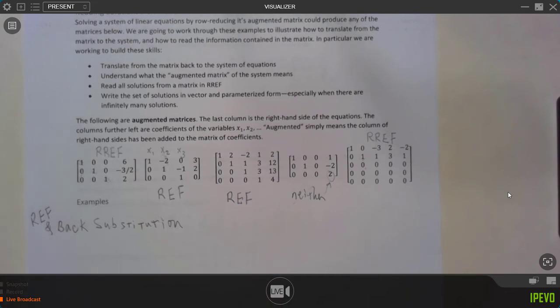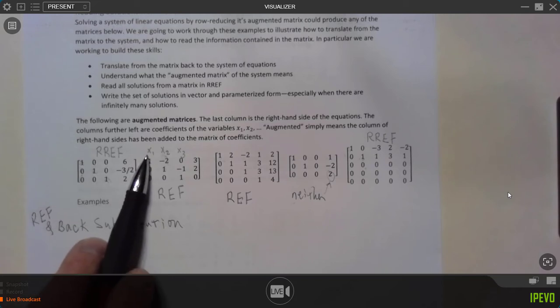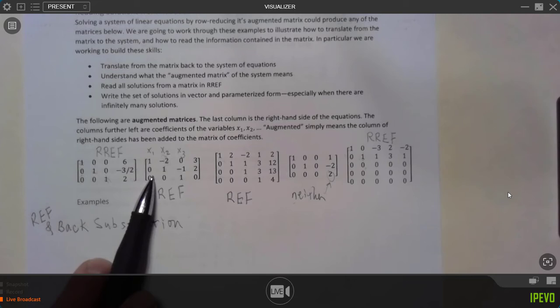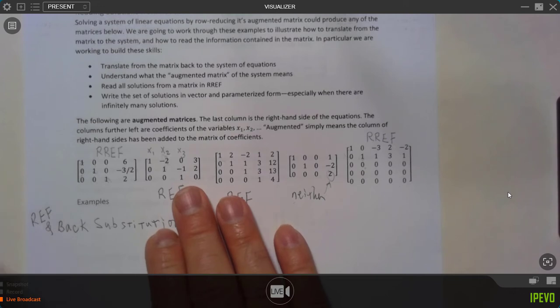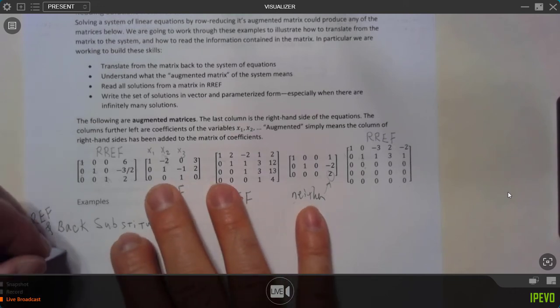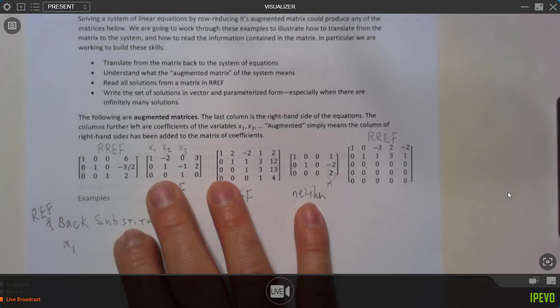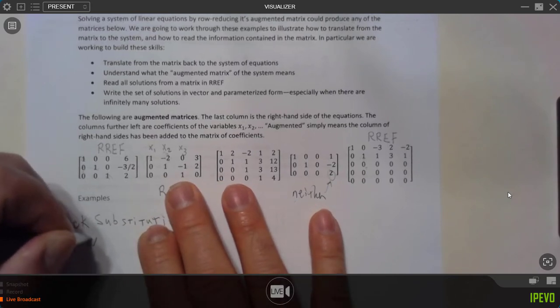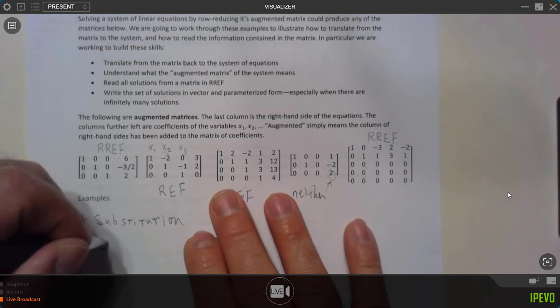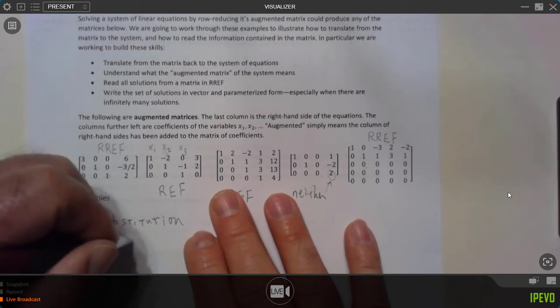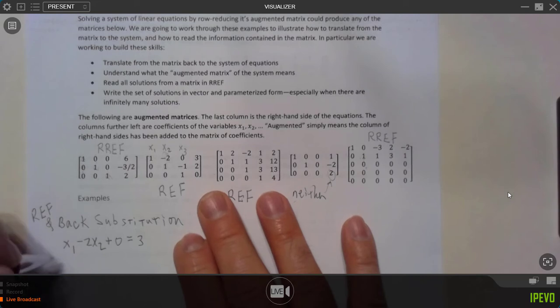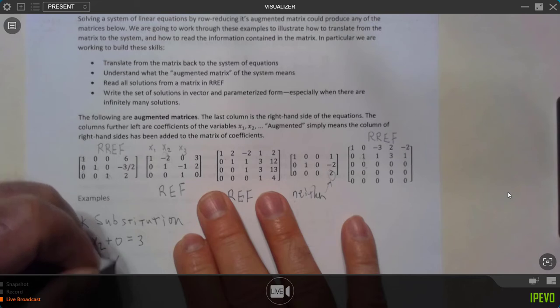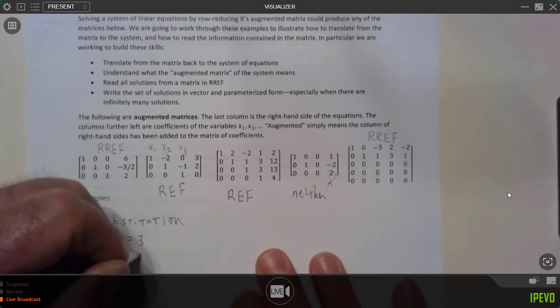So usually what people do in linear algebra is the first variable they call x1, the second one x2, third one x3, etc. So I'm going to be writing that way for the rest of the course now. So this one says x1 minus 2x2 plus 0x3, if you wanted, equals 3. This one says x2 minus x3 is equal to 2.